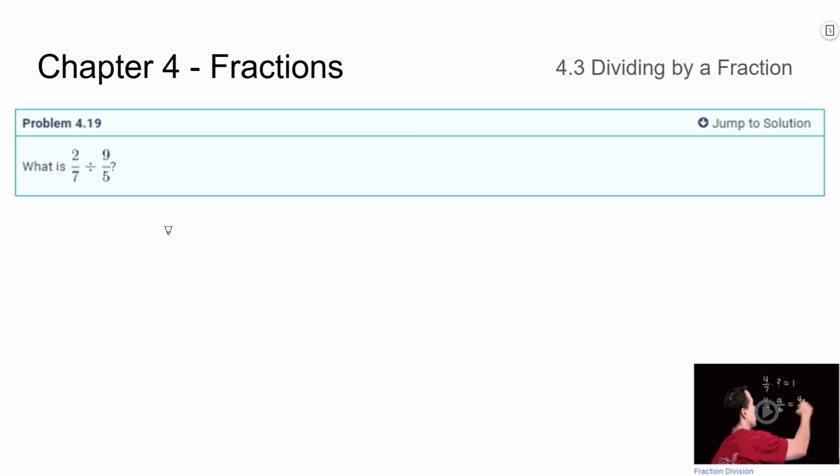Okay, how about 2/7 divided by 9/5? So 2/7 times the reciprocal of 9/5, which would be 5 over 9. Now we just multiply across: 2 times 5 and 7 times 9. And let's see, I don't see any shortcuts here. So it looks like this might just be 10 over 63.